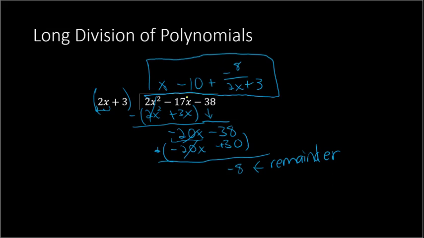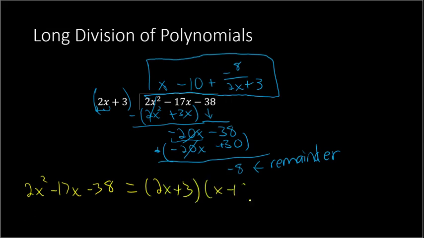But remember with division, we can think of division in reverse as well. We can relate these different things in other ways. So here, once we have our answer, we could write it out where we say that the polynomial 2x squared minus 17x minus 38 equals 2x plus 3 times x minus 10, plus the remainder, so plus negative 8 over 2x plus 3.